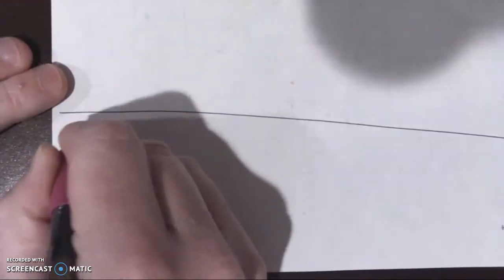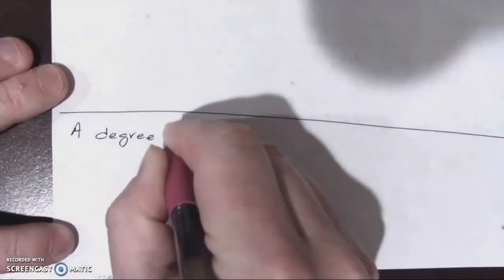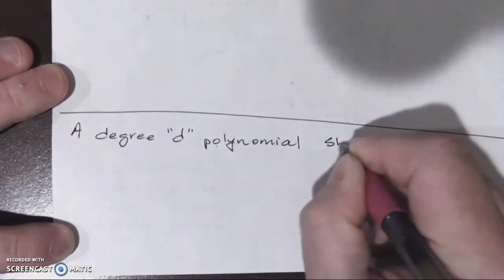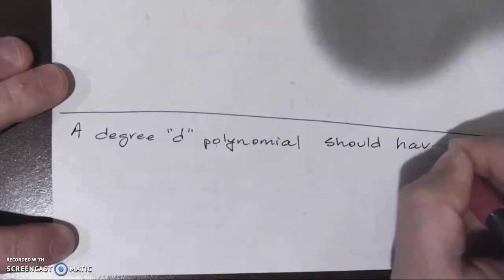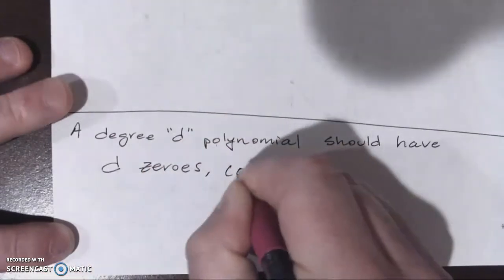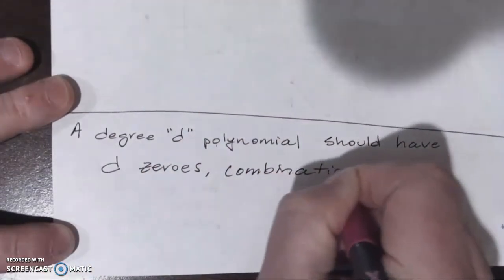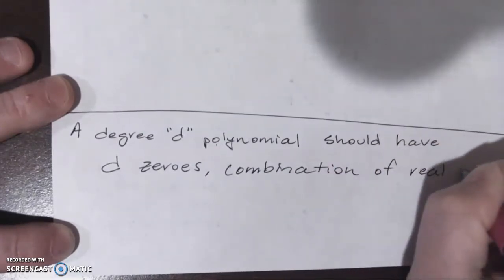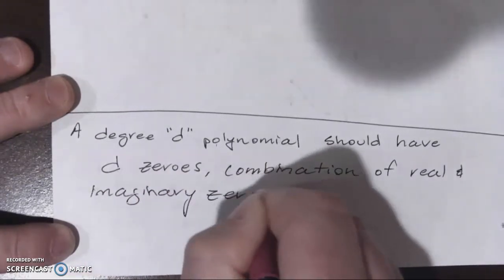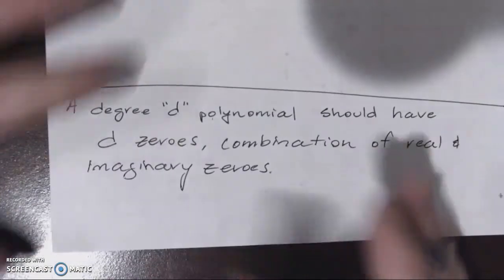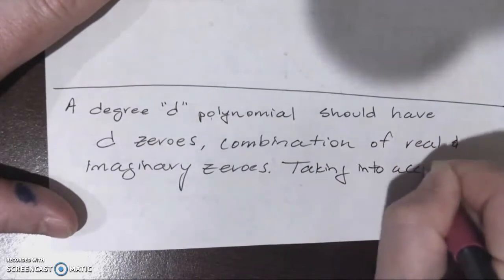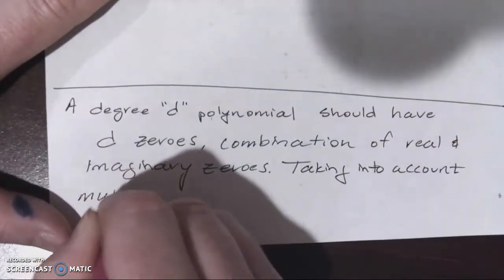A degree D polynomial should have D zeros, a combination of real and imaginary zeros. Now we need to take into account multiplicity.